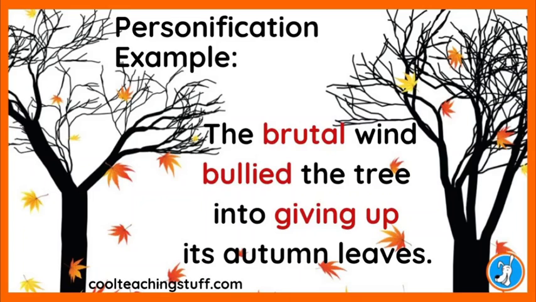Here is another example of personification we can see. The brutal wind bullied the tree into giving up its autumn leaves. Here, the wind and the tree have been personified. Like a brutal human, the wind is brutal, bullying the tree into giving up its leaves during autumn. We all know that during autumn trees shed their leaves. That is why the wind is bullying the tree by saying, now shed your leaves, give up your autumn leaves. So here wind and tree have been personified.